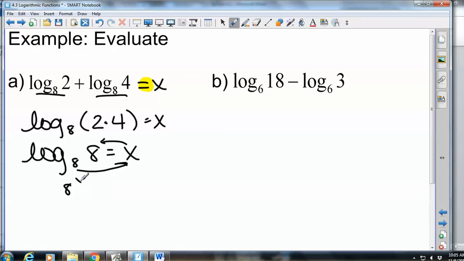Once you get one logarithm, you can evaluate it. If you need to, write it in exponential form. 8 to the x equals 8. So x is 1. So separately we couldn't solve them, but once we combined it, we were able to.